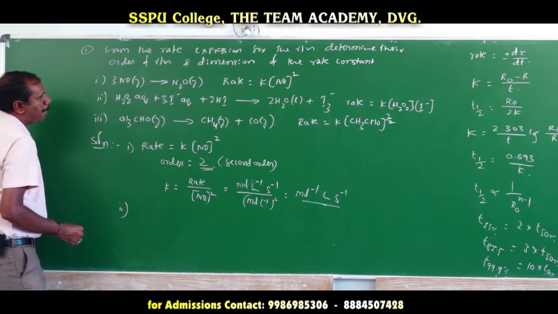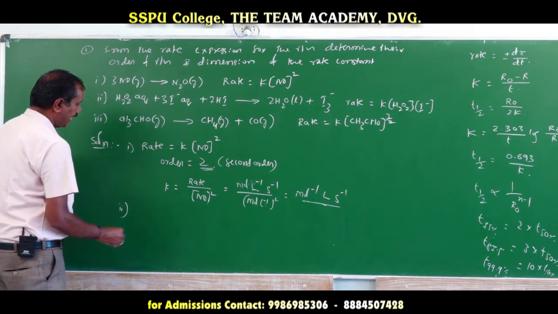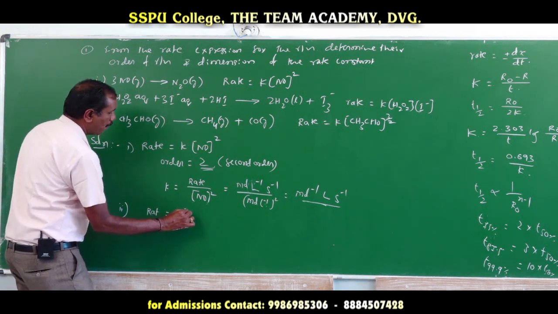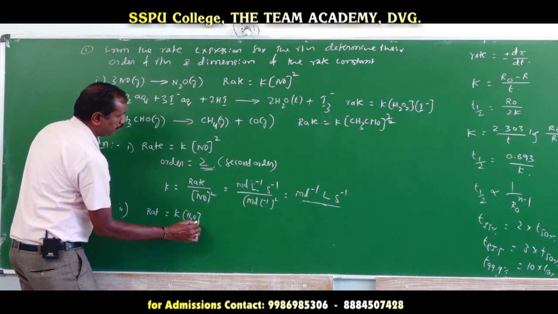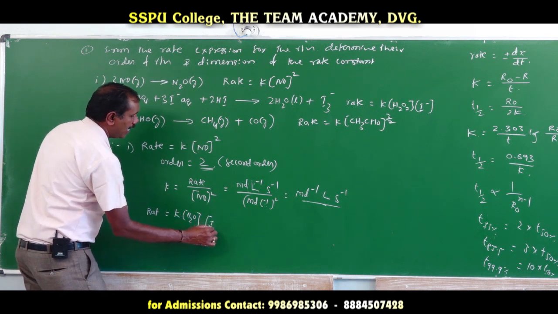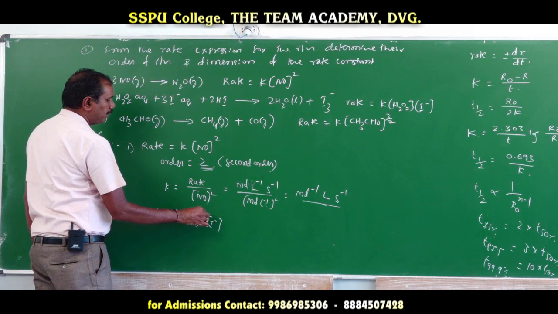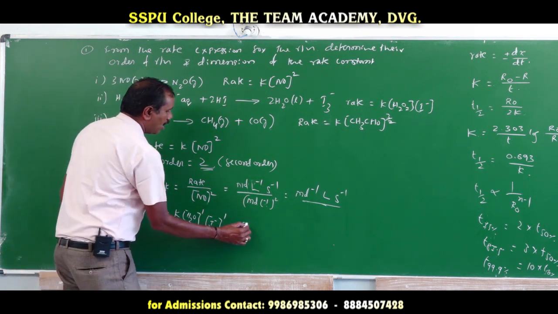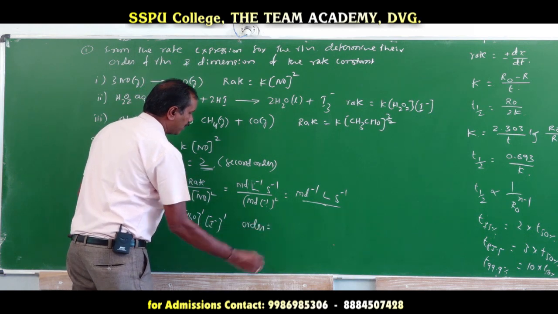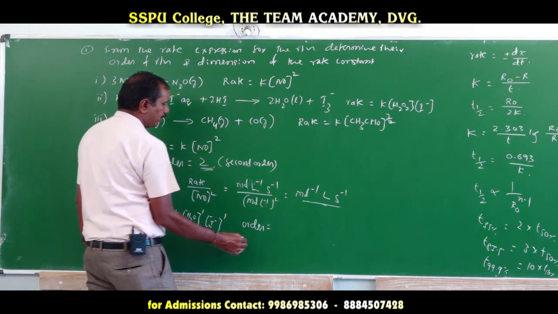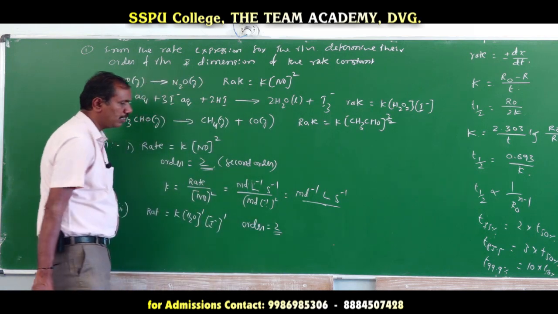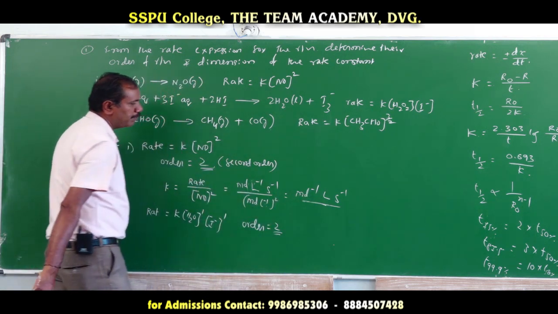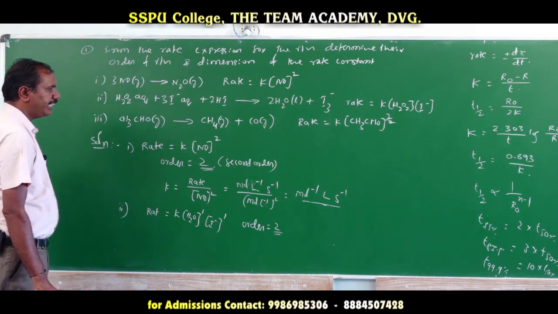For the second one, you see where rate equals K into H2O2, power not mentioned, I minus. Here power not mentioned means the power is 1. Therefore, the order is the sum of powers of molar concentration of reactants. The sum of powers is 2. Hence it is second order. Second order means the unit becomes per mole liter per second.